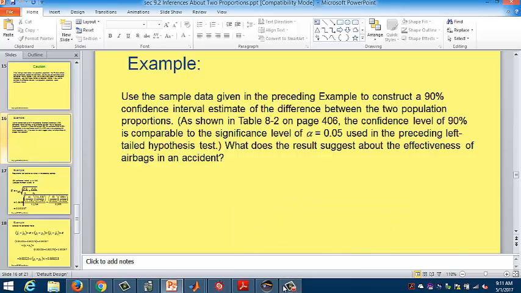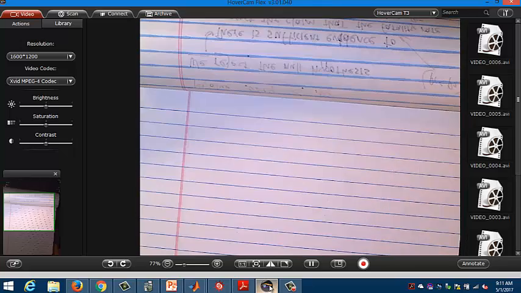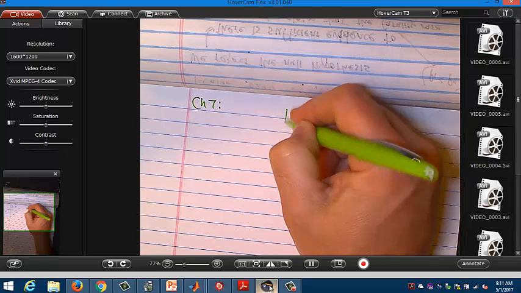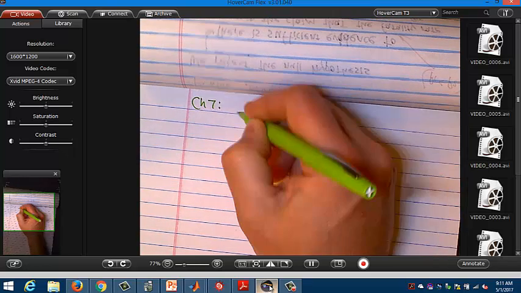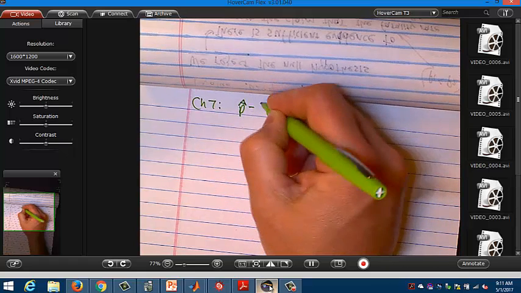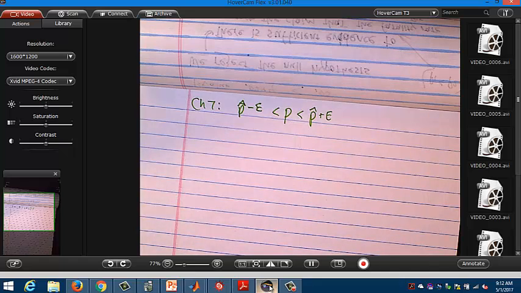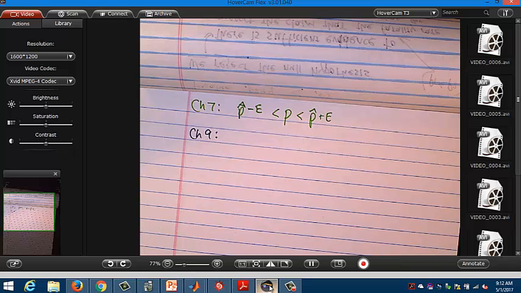So again, we've done confidence intervals, right? It's just what's going to happen. The formulas are going to get ugly, right? Chapter 7, confidence interval, we had P was between P hat plus E and P hat minus E. What do you think I'm going to have in between in Chapter 9? Not just P. Well, mu is in Chapter 7 also.